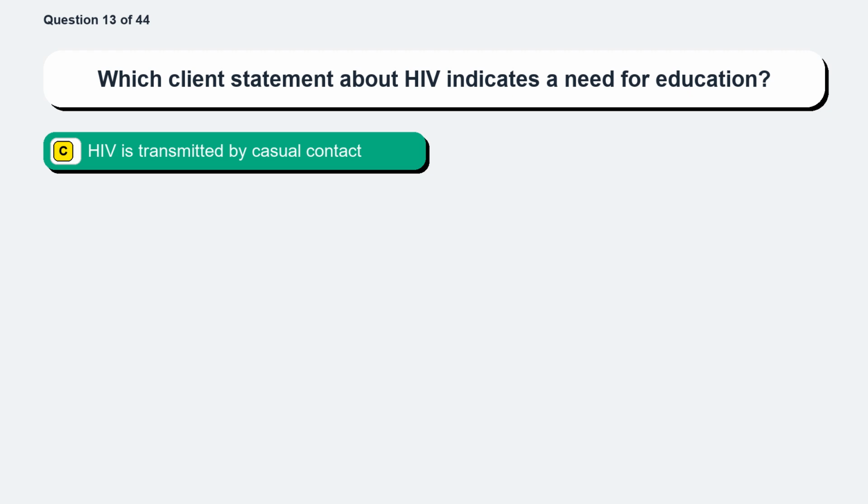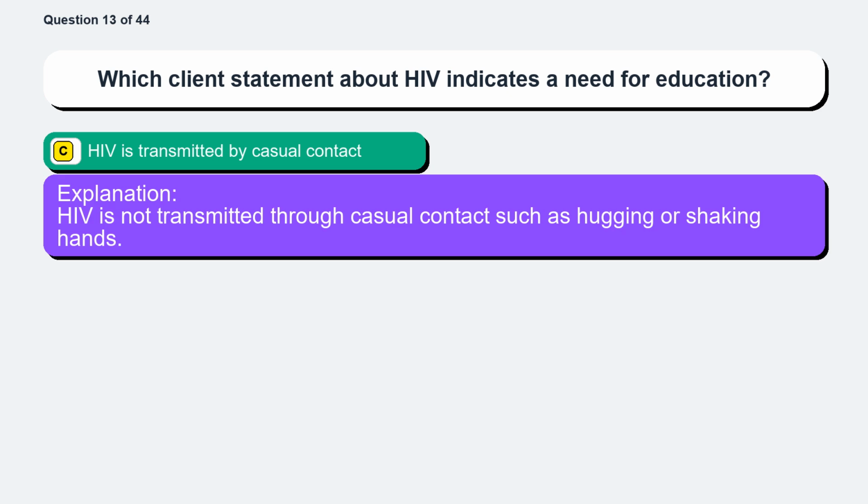The correct answer is option C, HIV is transmitted by casual contact. HIV is not transmitted through casual contact such as hugging or shaking hands.